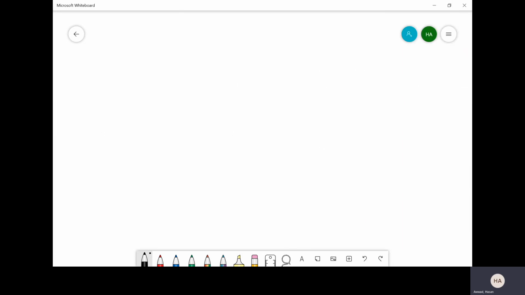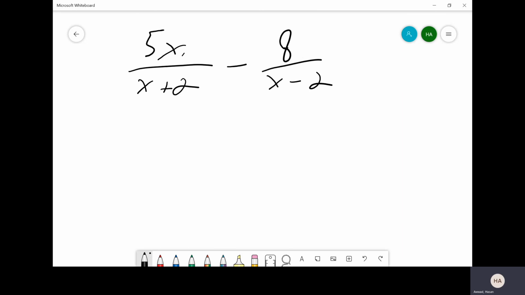Okay, so let me go ahead and do one more example with you guys where the denominators don't match, and then I'll let you guys try the last classwork assignment on your own, okay? So I want to subtract the following: 5x over x plus 2, and we're subtracting 8 over x minus 2. And we say to ourselves, okay, well, the denominators clearly don't match, so we can't do the subtraction part yet.